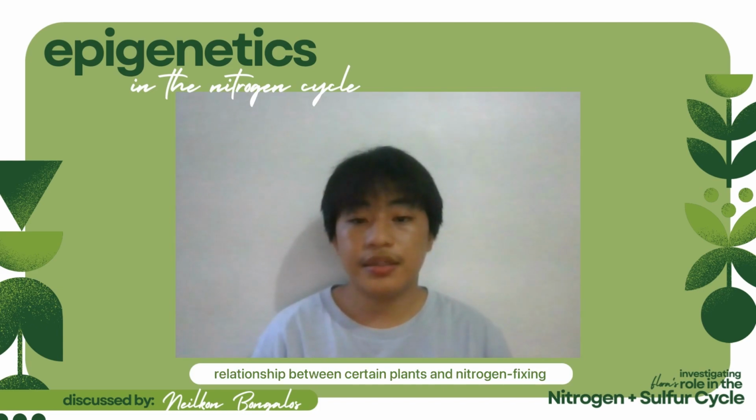The symbiotic relationship between certain plants and nitrogen-fixing bacteria takes this a step further. Studies suggest that this partnership induces epigenetic change in both partners. These changes enhance the efficiency of nitrogen fixation, enabling the plants to access more nitrogen from the air and supporting the overall nitrogen cycle in the ecosystem.